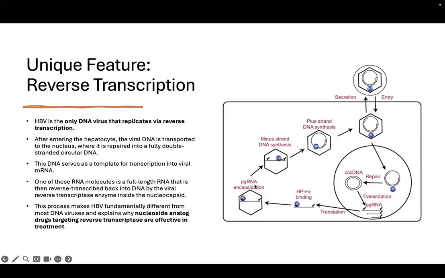So this actually explains why we can use these nucleoside analogs that target reverse transcriptase. Remember the ones we use for HIV that target the reverse transcriptase? Well, we can also use them for hepatitis B virus as well. They're quite effective.